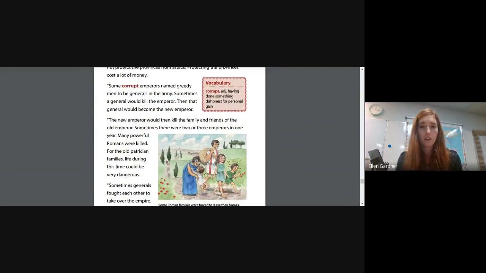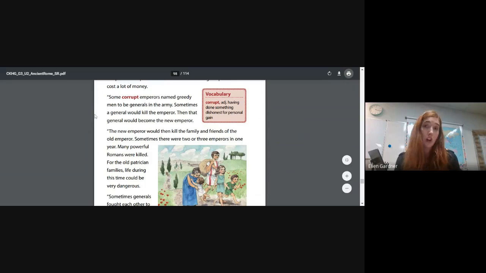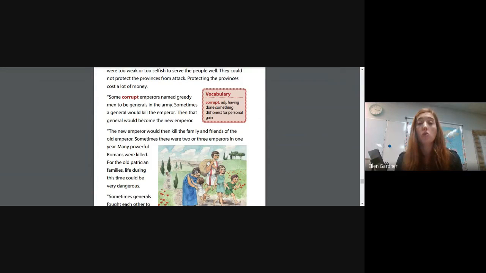Some corrupt emperors named greedy men to be generals in the army. Sometimes a general would kill the emperor. Then that general would become the new emperor. Now, someone who's corrupt has done something dishonest for personal gain. Would you say corrupt? Corrupt. Or corruption comes from this word too.